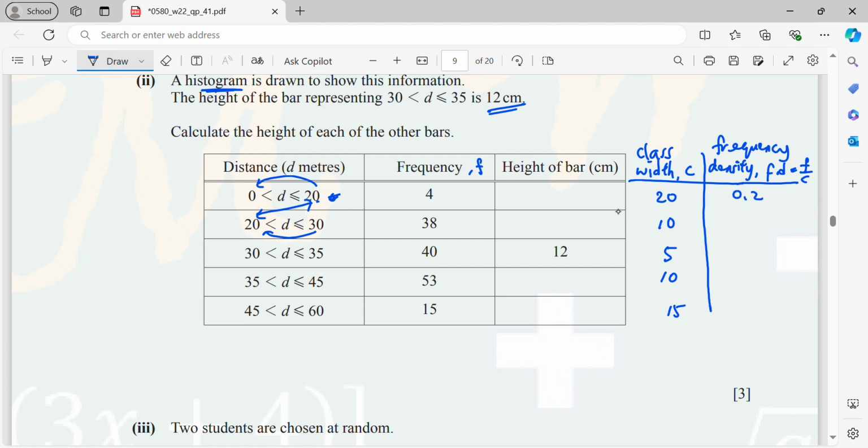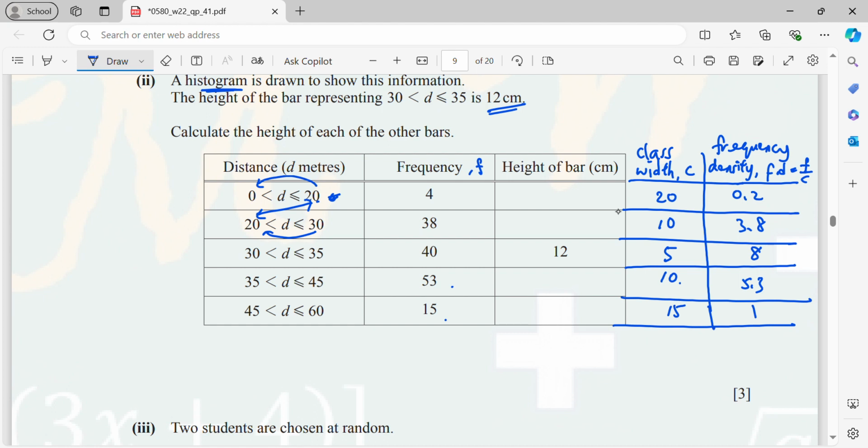Okay, then 38 over 10 is 3.8. 40 over 5, that is 8. 53 over 10, that is 5.3. 15 over 15, that is 1. Okay, now you check.